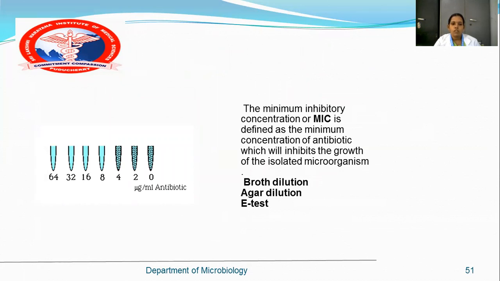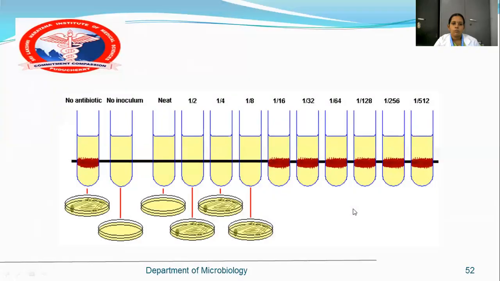This is a broth dilution. So they will keep the tubes in dilution, okay, doubling dilution 0, 2, 4, 8 like that. And they have to inoculate the organism and you have to see the turbidity level of the broth. See, this is a plate. They will first inoculate with the dilution and then inoculate on the plate to see the culture growth.